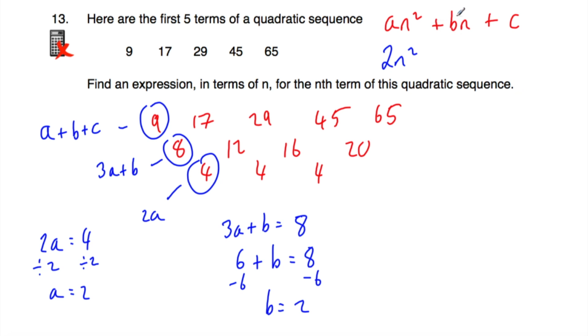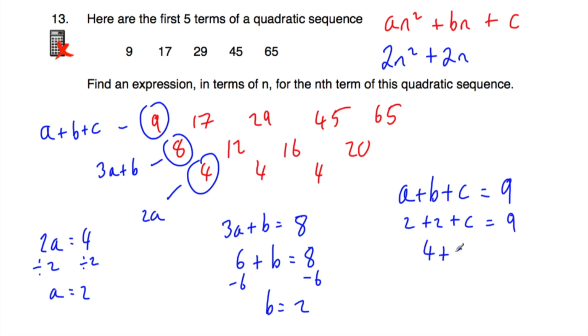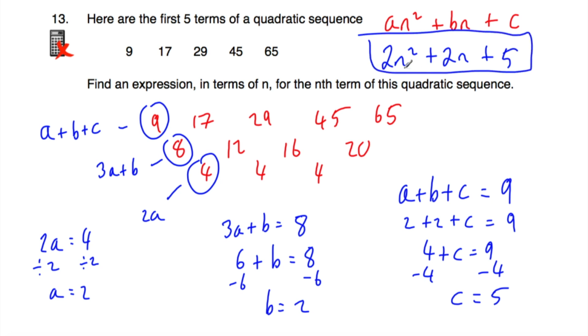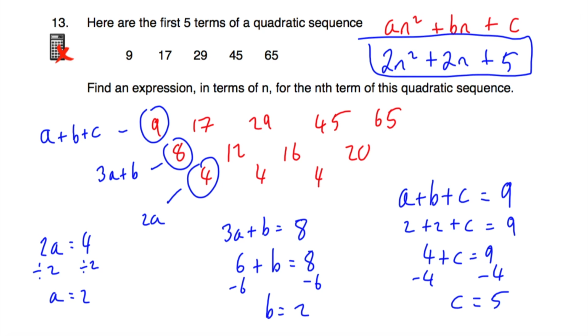So we're going to write, instead of plus bn, we'll write plus 2n. And then finally, we just need to find our value for c. So if we look at the first term in this sequence, we've got a plus b plus c is equal to 9. And a is equal to 2, and b is equal to 2, and then we've got plus c, and that's equal to 9. 2 plus 2 is equal to 4, plus c is equal to 9. And then if we take away 4 and take away 4, we get that c is equal to 5. So then we'd have plus 5. So that means that the nth term for the sequence is 2n squared plus 2n plus 5. And that's it.